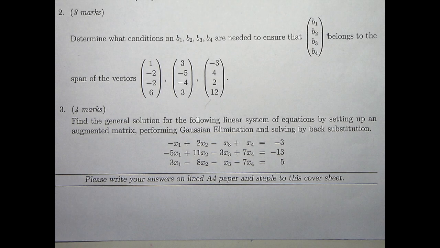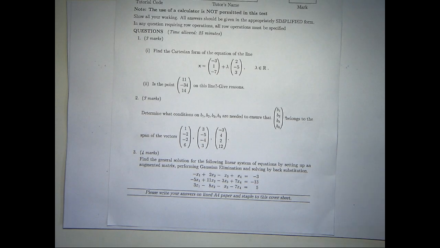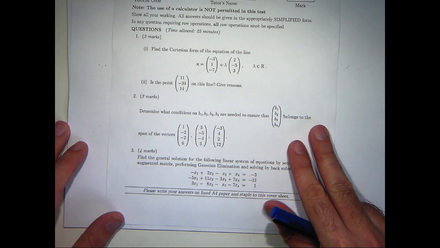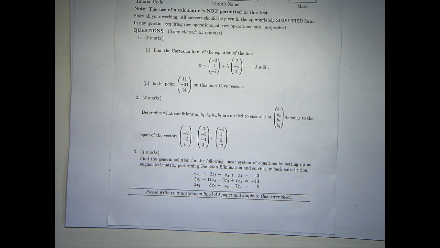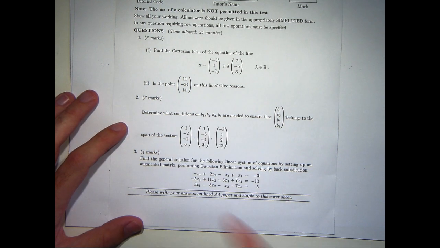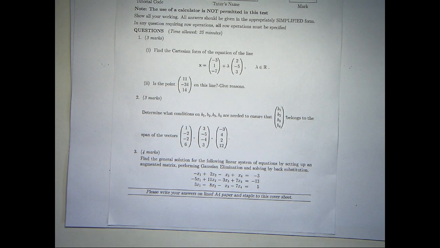Okay, part 2 involves what's known as the span of a set of vectors. We're given this set of vectors here, and we're asked to determine what conditions on b1 through b4 ensure that this vector belongs to the span of this set of vectors. So I guess the first question is, what is the span? Well, if this is a set of vectors, then when we talk about the span of the set of vectors, we mean all linear combinations of those vectors.